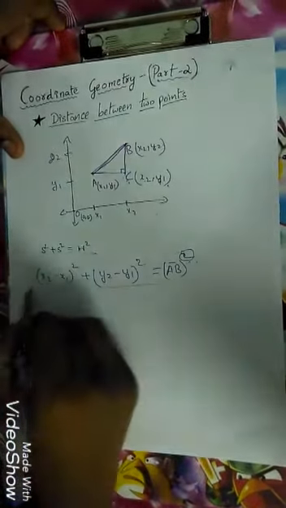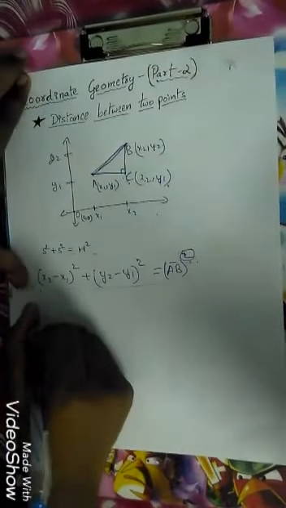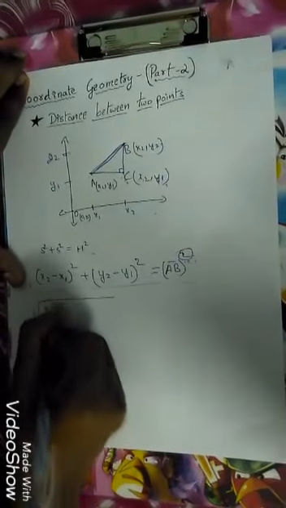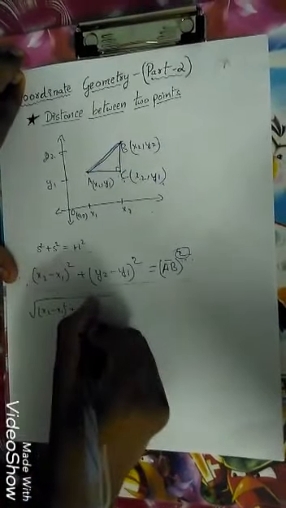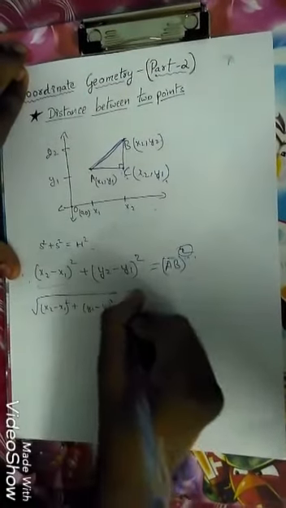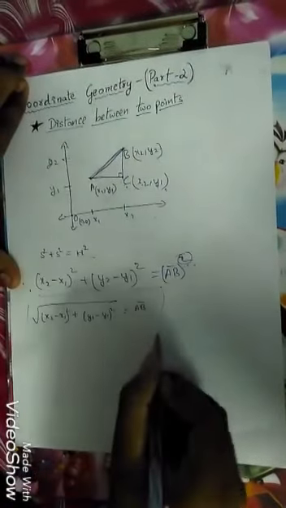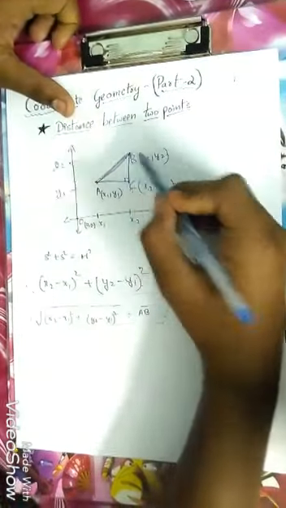Now by transposing this square to the LHS, we'll get a square root. So square root of (x2 minus x1) whole square plus (y2 minus y1) whole square is equal to line segment AB. Now this is the formula used to measure the distance between 2 points in a Cartesian plane. Now we got clear about that.